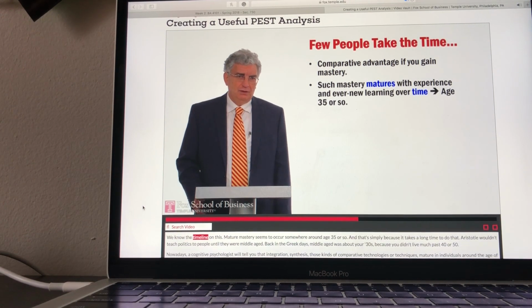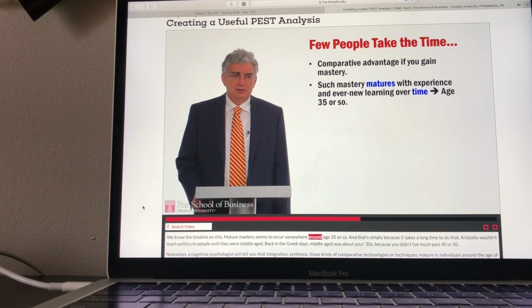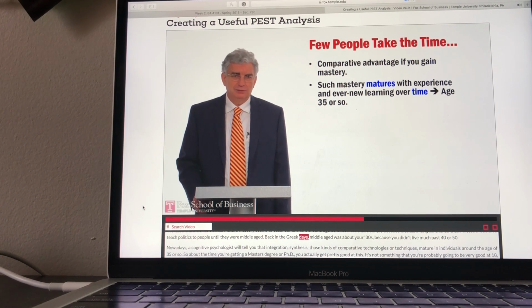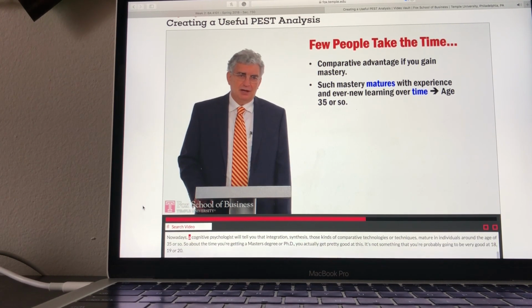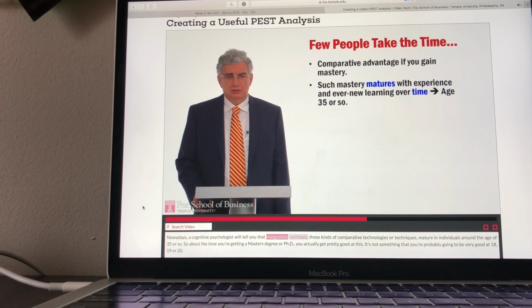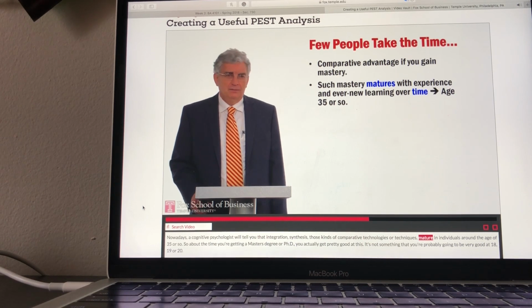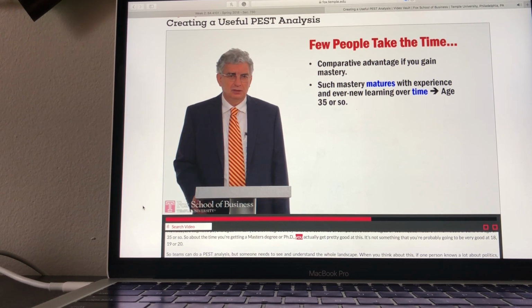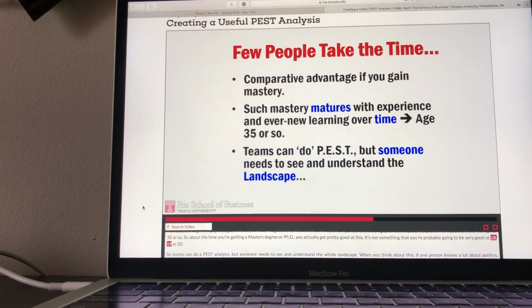We know the timeline on this. Mature mastery seems to occur somewhere around age 35 or so, and that's simply because it takes a long time to do that. Aristotle wouldn't teach politics to people until they were middle-aged. Back in the Greek days, middle-aged was about your 30s because you didn't live much past 40 or 50. Nowadays, cognitive psychologists will tell you that integration, synthesis, those kinds of comparative techniques mature in individuals around the age of 35 or so. So about the time you're getting a master's degree or PhD, you actually get pretty good at this. It's not something that you're probably going to be very good at 18, 19, or 20.